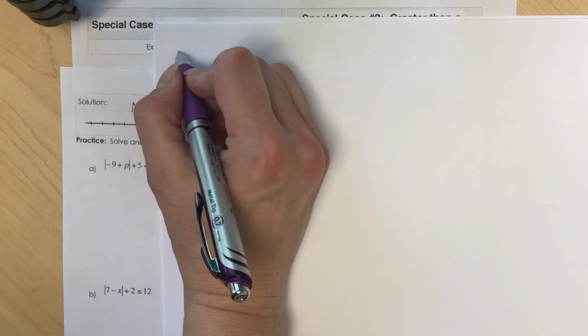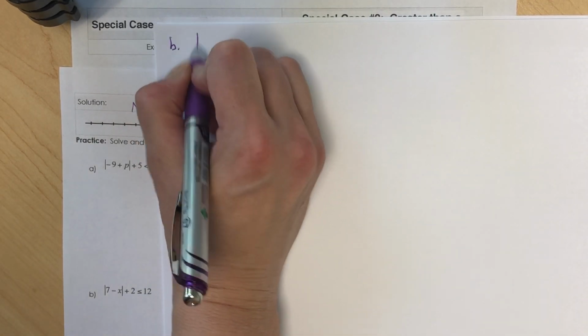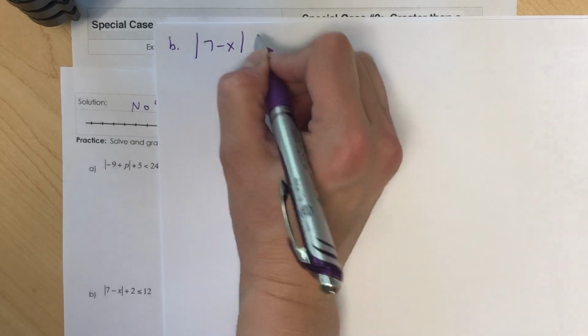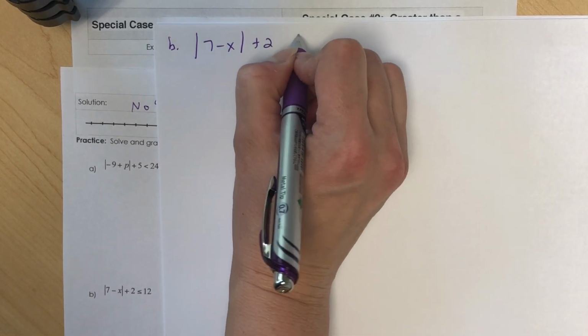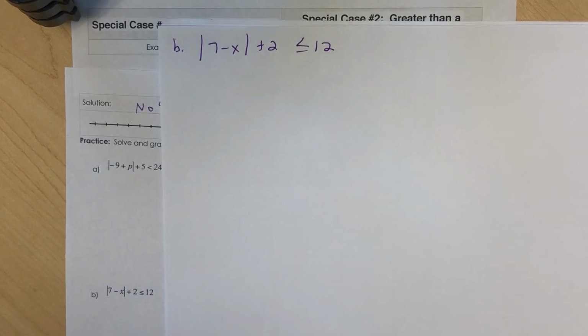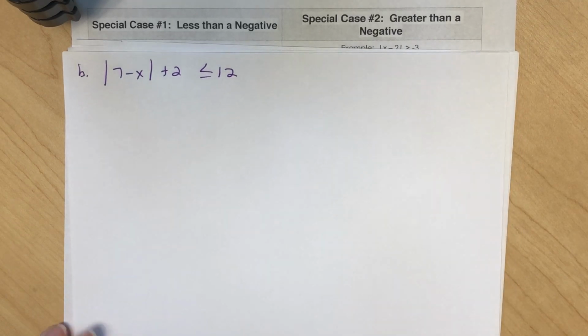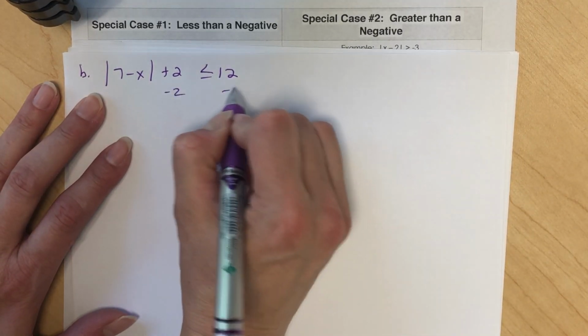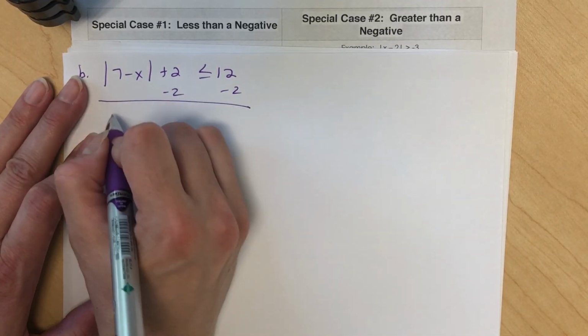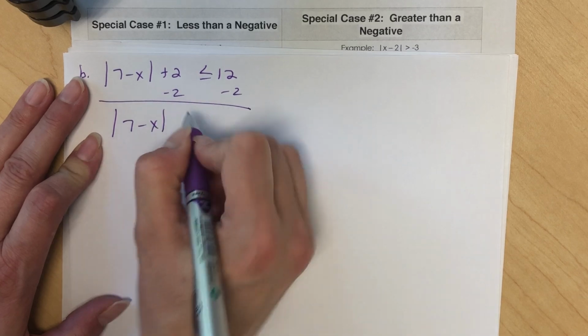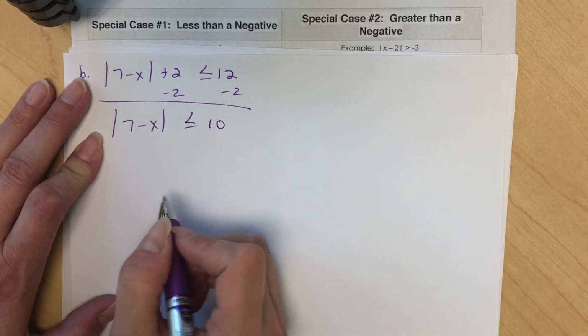Part B, we have absolute value of 7 minus x, plus 2, less than or equal to 12. So I start by isolating the absolute value. Subtract 2 on both sides. Absolute value of 7 minus x is less than or equal to 10.